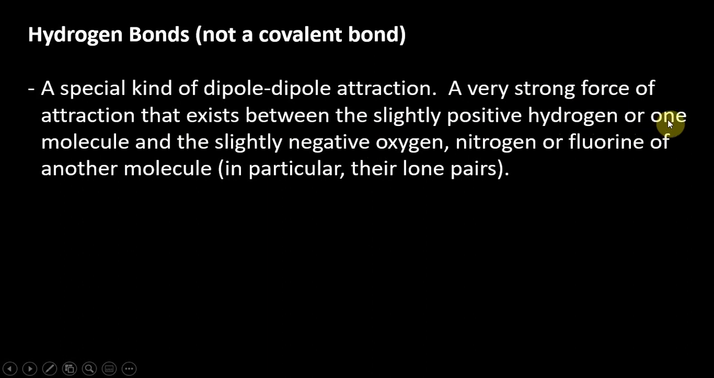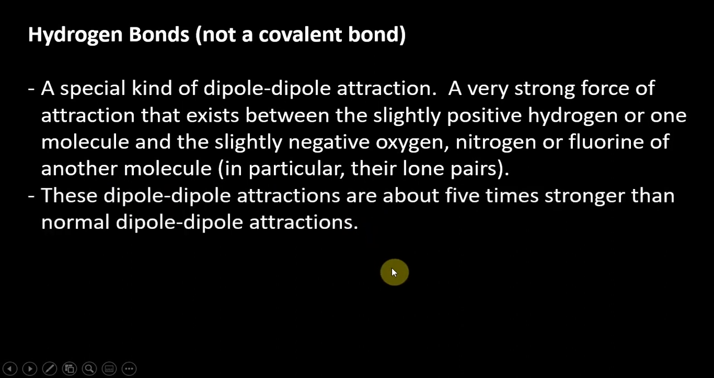on one molecule and the slightly negative oxygen on a neighboring molecule. Or it could be a nitrogen, or it could be a fluorine. Usually those three are the only ones that have hydrogen bonding. And it's the lone pairs of electrons on the oxygen, the nitrogen, and the fluorine that, well, fluorine doesn't usually have a lone pair, but the electrons on the fluorine have the attraction to that hydrogen. Okay.